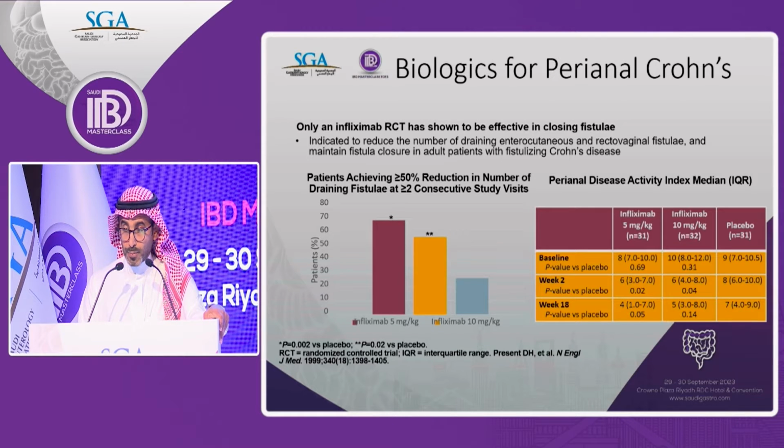What about biologics? The only RCTs we have are for infliximab. Infliximab RCTs have shown it being effective in closing fistulas. We know it's 5 milligram versus 10 milligram versus placebo, and patients on infliximab achieved almost more than 50% reduction in the number of draining fistulae at 2 consecutive study visits. And for the perianal disease activity index, there is improvement at week 2 and week 18, with a significant p-value versus placebo.